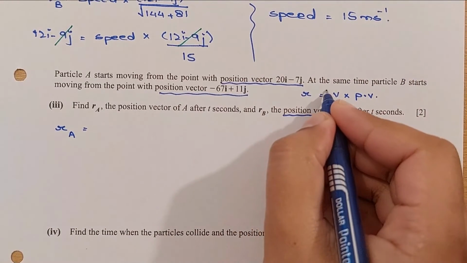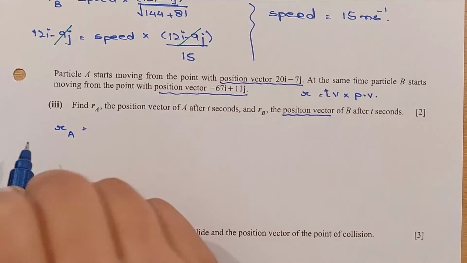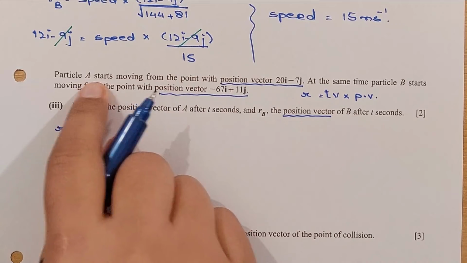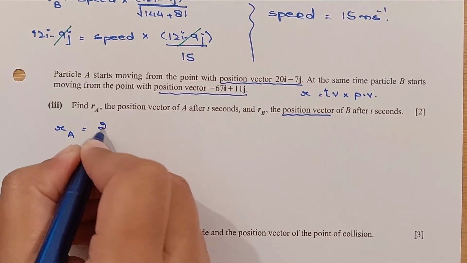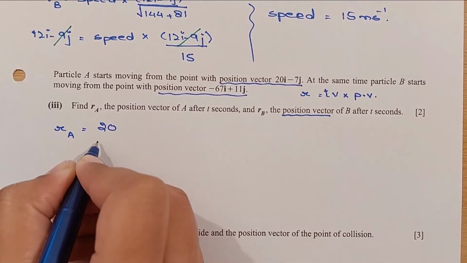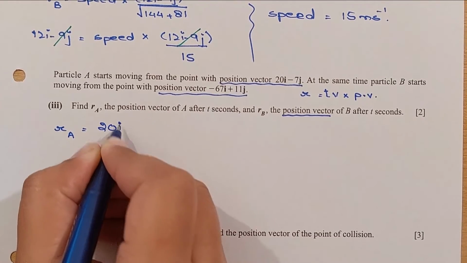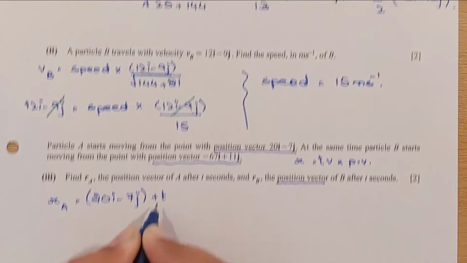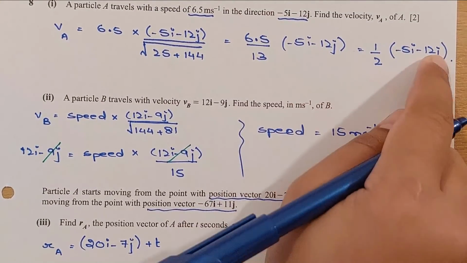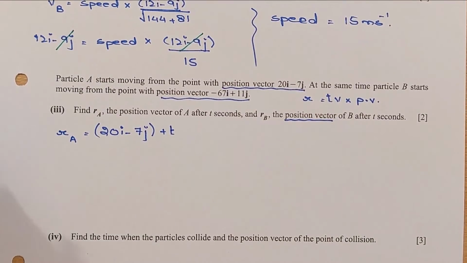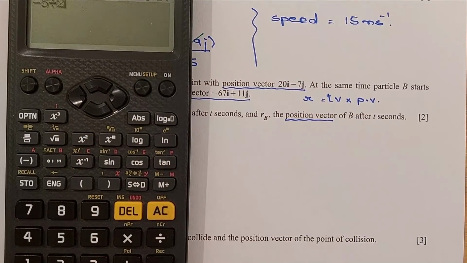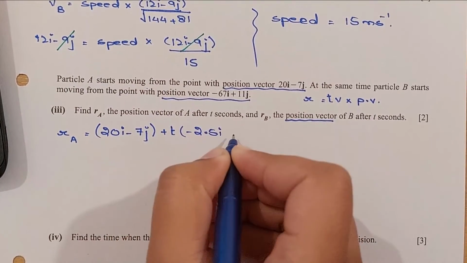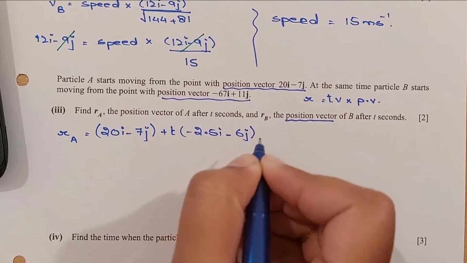Sorry, we have to times it by t. Yes, okay. So the position vector of A is the position vector of A from the point, 20i minus 7j, plus t times the velocity vector of A. The velocity vector of A is negative 5 by 2, so minus 2.5i, and 2 times 6 is 12, minus 6j, right?